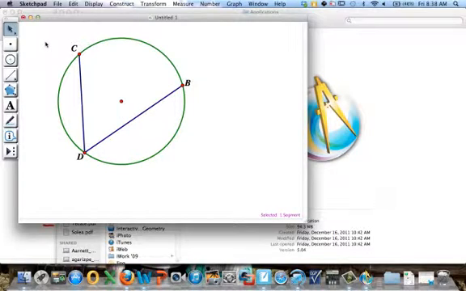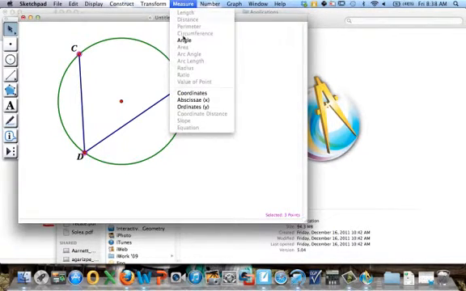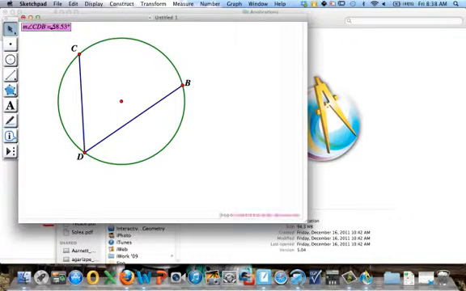Wait, how do you delete something? If you want to delete something, you just press the delete key. Okay, now if you need to measure the angle of CDB, then you're going to click the order in which those letters occur, so C, D, B, and then you go up to measure angle. Okay, so that angle right in there is 58.53. I'm not going to slow down, just watch, okay?